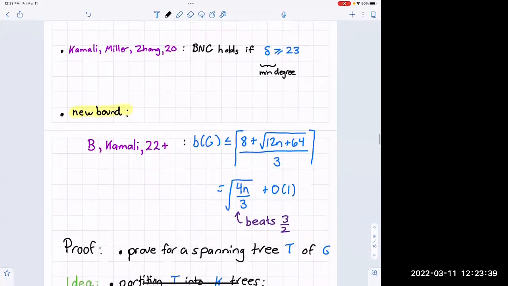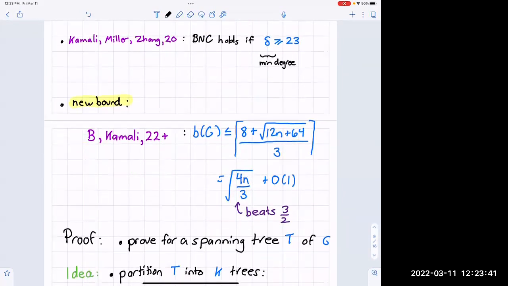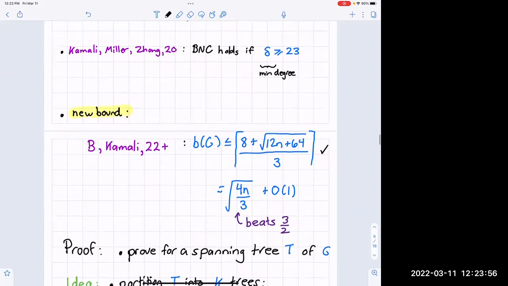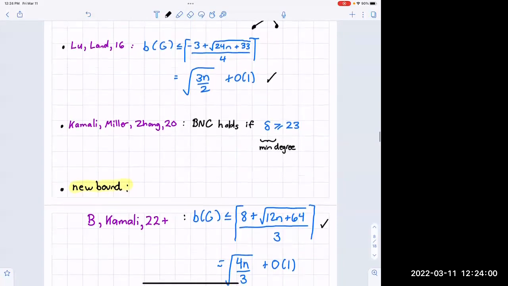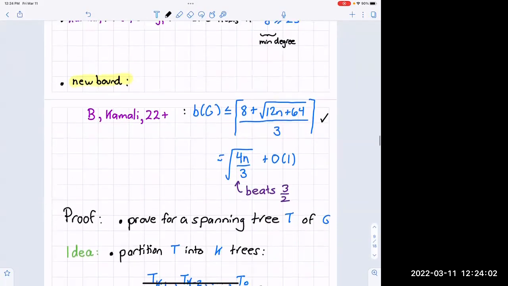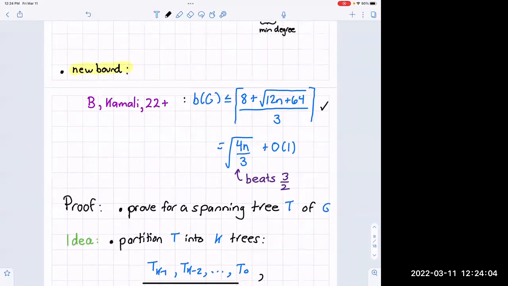So with Shaheen, we found a proof that the burning number is at most square root of 4n over 3 plus an additive constant. To be precise, this is the bound that we have, and I'm going to explain how the proof works in just a second. So this does beat the 3/2. Like I said, the Liu-Lan result is root 3n over 2, and what we were able to show is root 4n over 3. So our constant's a little bit better.